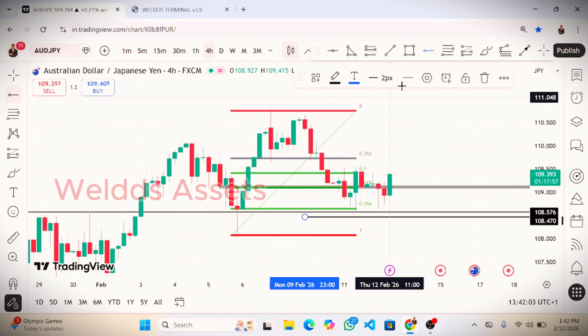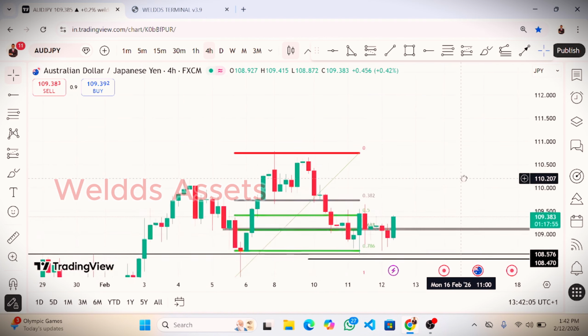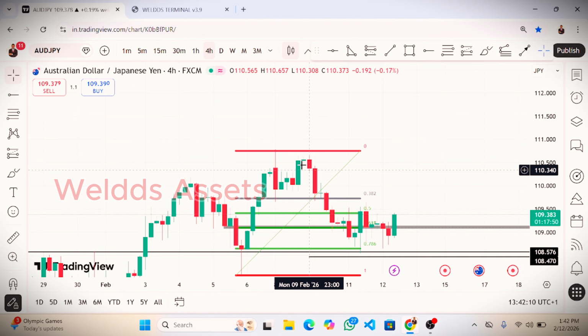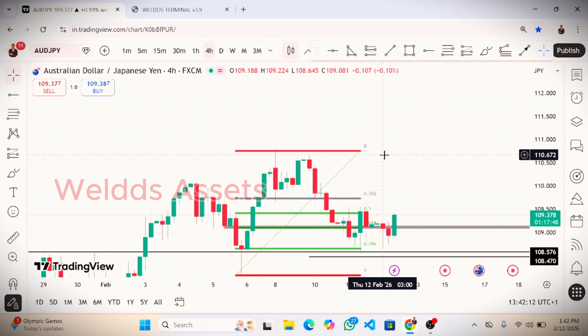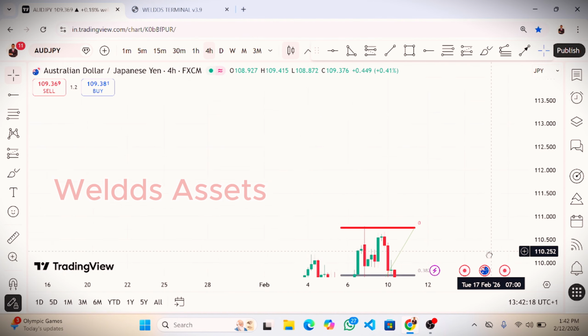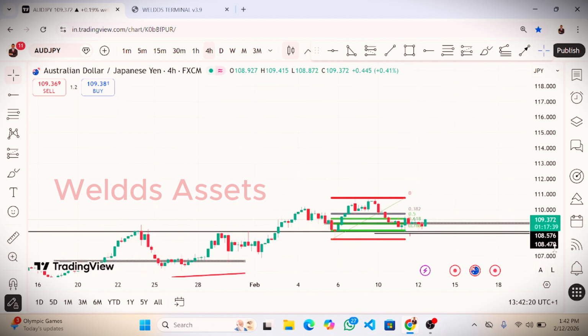Then you can target at least 2 times of your stop loss. But what I normally do is that from the entry point, when it hits this first resistance level, I'm going to close 50% of my positions. Then I'll keep on trailing my stop loss for the rest until it keeps on going.